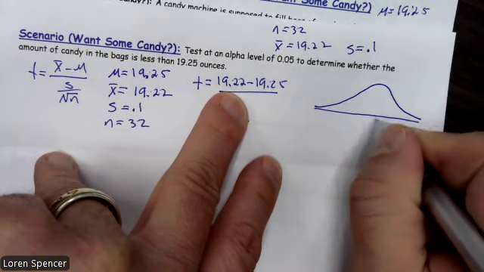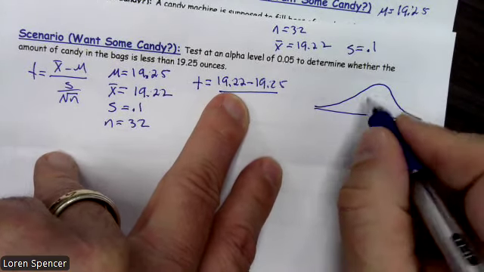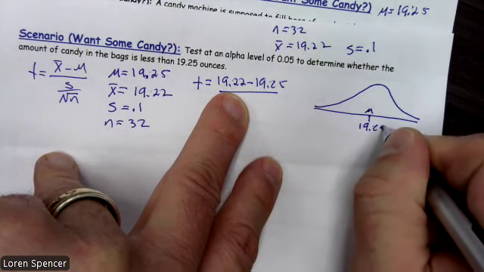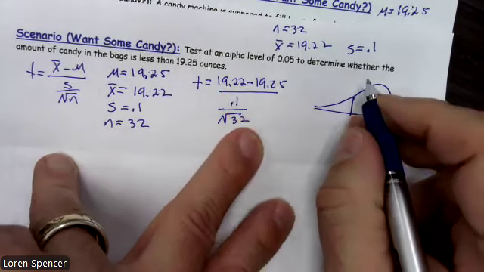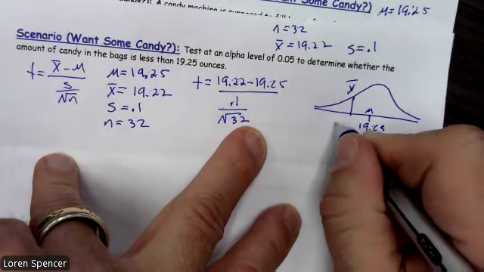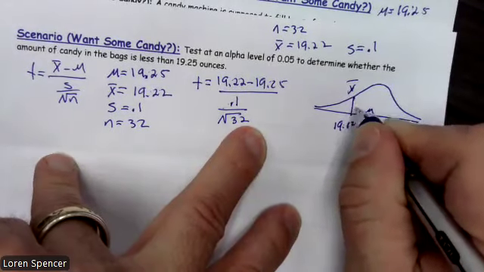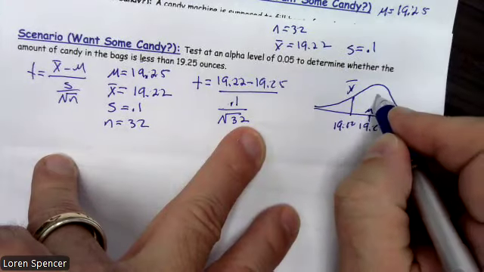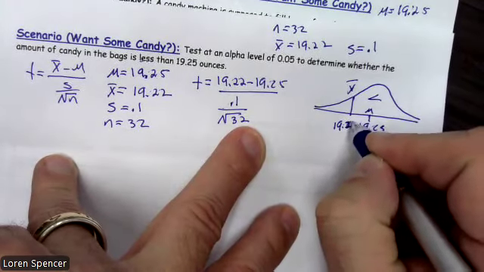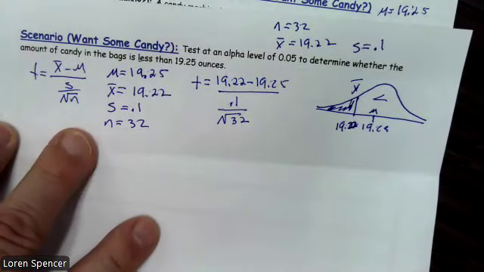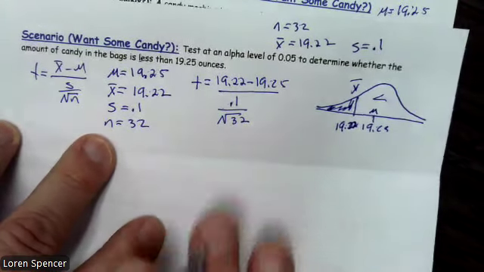Well, we always set the population mean in the center. So the mu is 19.25, and we have an x bar of 19.22, and we want to see less than, so we're shading this way. So 19.22, and we're shading this way. All right, I've done everything there.